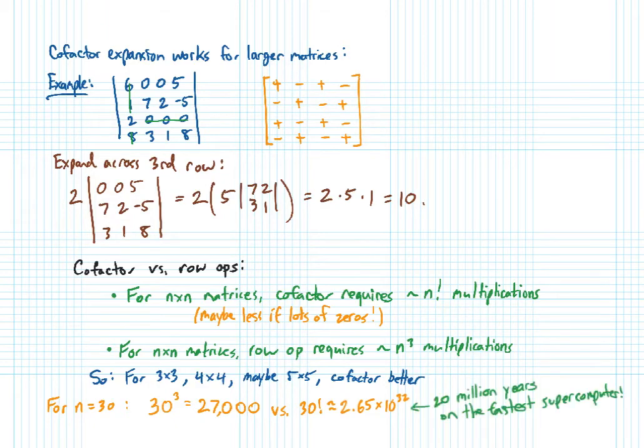So the moral is that for small matrices, the cofactor method is better, but as matrices get larger, the row operations method becomes better, and it becomes better in a very dramatic way. To the point where, for practical purposes, cofactor expansion doesn't work for large matrices unless most of the entries are equal to 0. All right, so far we've just talked about how to calculate the determinant, and so I want to follow up on what it actually means.